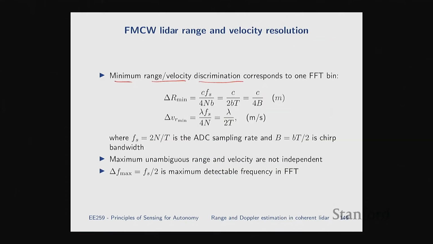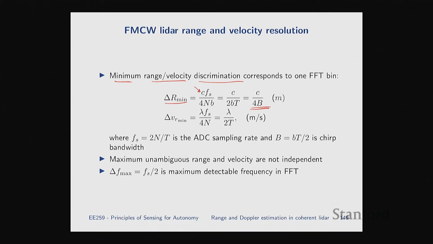So you can find your delta R min, which becomes equal to, again, you plug in the width of one FFT bin, which is Fs over n, into your R equation, so it becomes C times Fs over 4nb. Or you can write it in terms of the total chirp bandwidth, which becomes C over 4B.